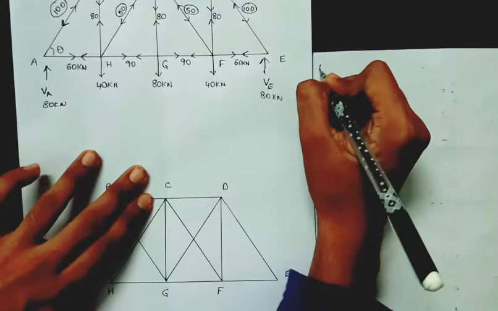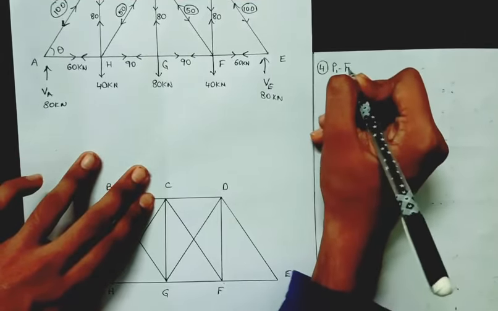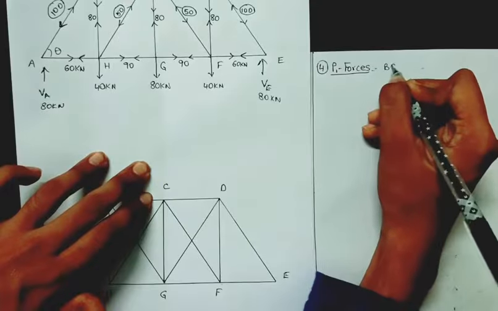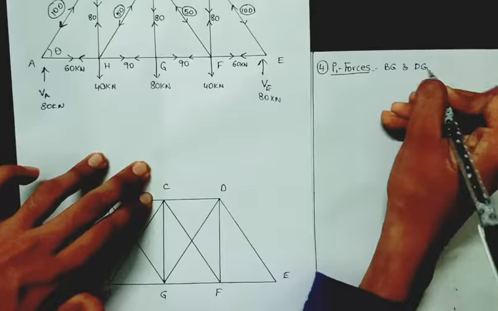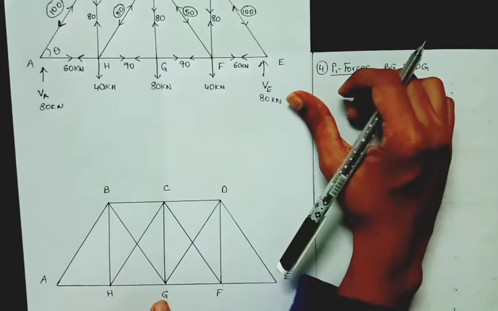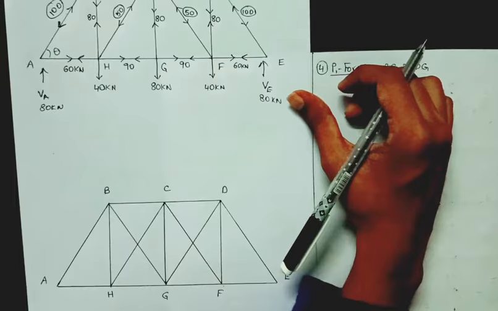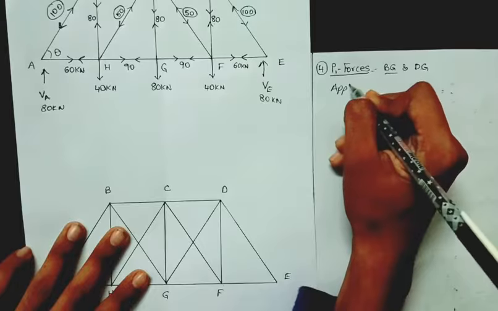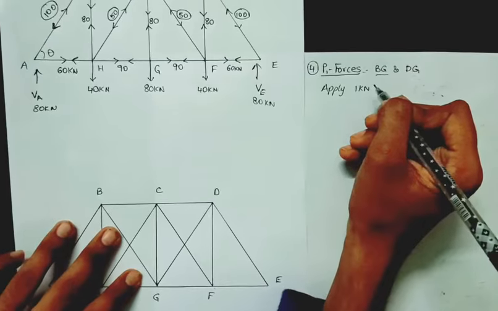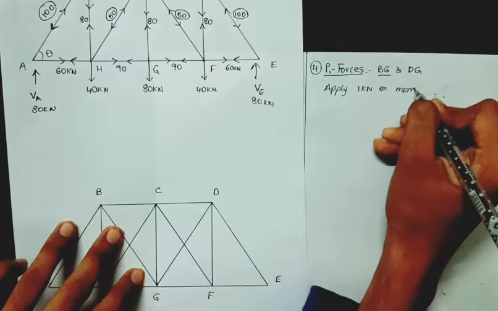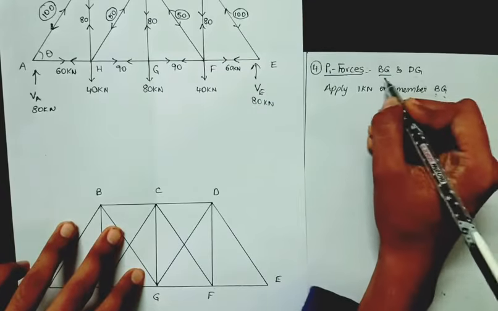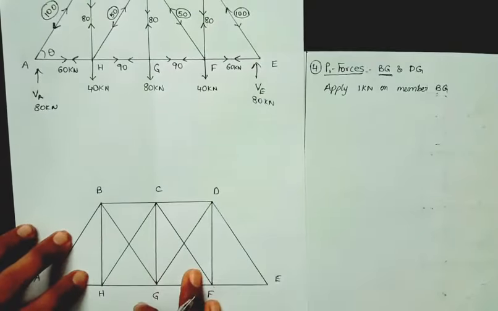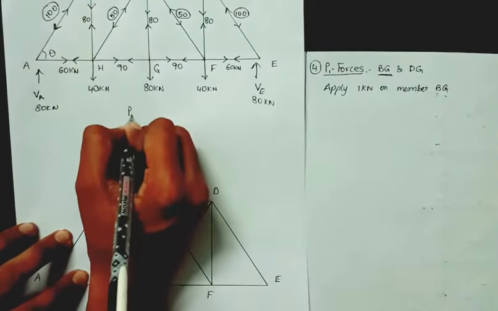Now we will start the fourth step, that is calculation of P1 forces. In the first step itself I took member BG and member DG as redundant. That means this member and this member as redundant. So now I will first consider the member BG. I am writing here: apply unit load, that means 1 kilonewton, on member BG. Right now I am talking only about the member BG. I have drawn the diagram separately.